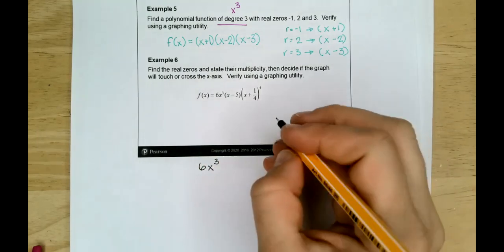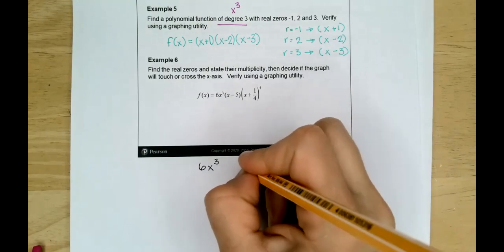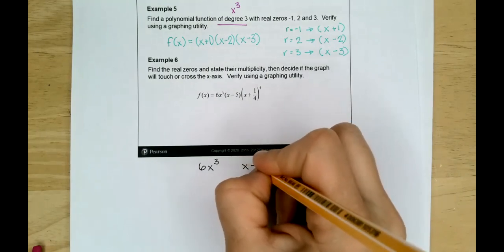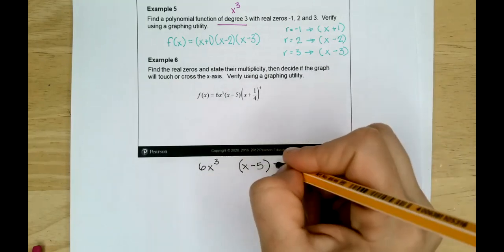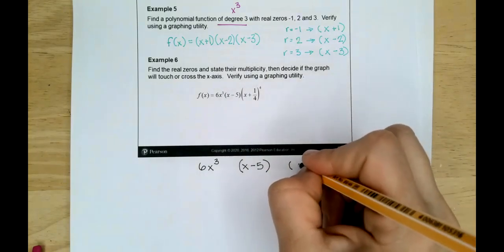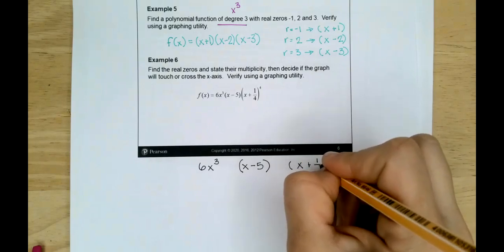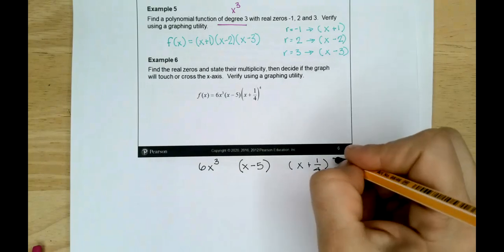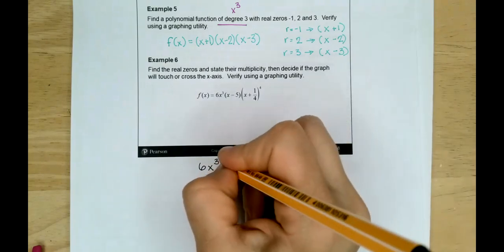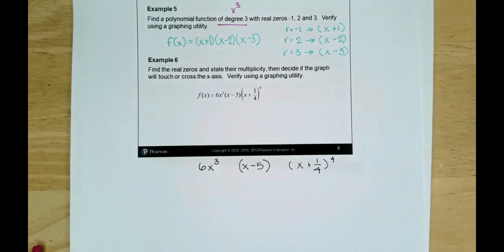We have the factor x minus 5. So we have the factor 6x cubed, we have the factor x minus 5, and then we have the factor x plus 1/4, right? This one's to the 4th power, and this one's to the 3rd power. What are our real zeros here?